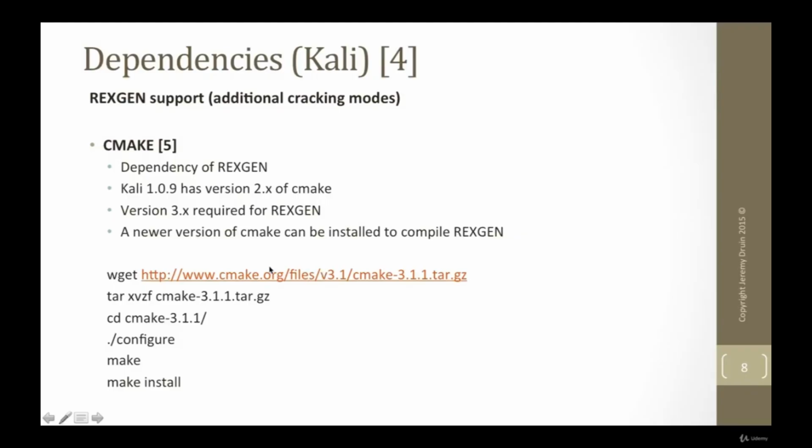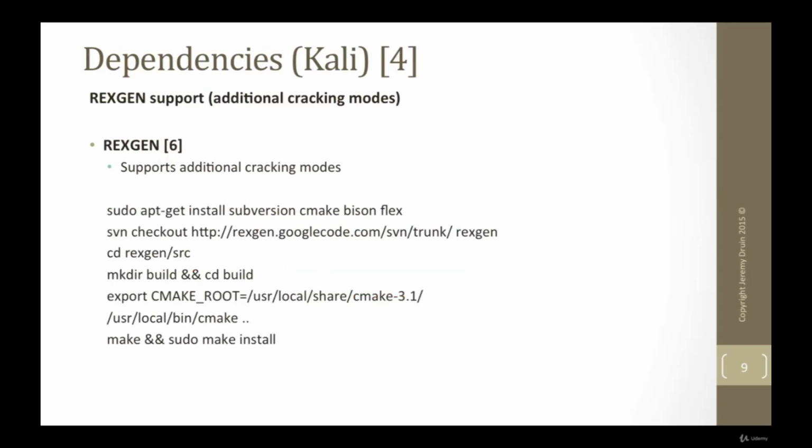So you can see on the slide here that I've emphasized that you'll need version 3 dot whatever, and so you can go out to cmake.org. One of the most recent versions is 3.11, which you can download using wget, decompress or unzip that with tar, and then you'll go into the cmake directory and do the old-fashioned installation where you do configure, make, and make install. And that'll install CMake 3.x onto your system, which then gets you ready to add RexGen.